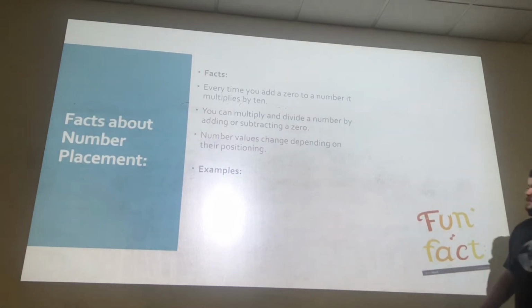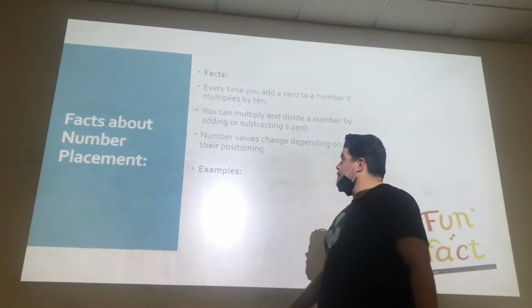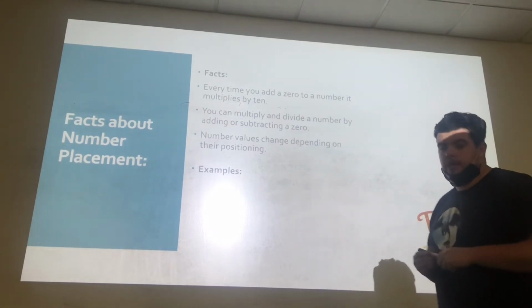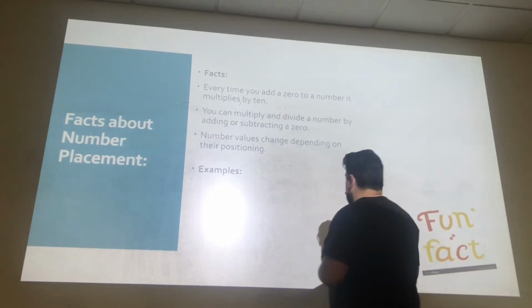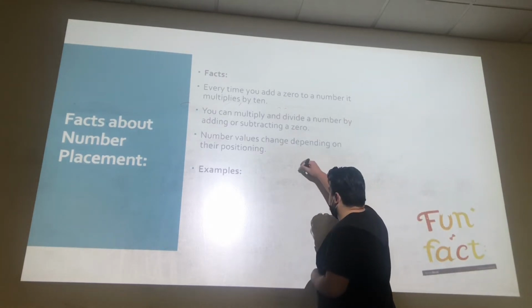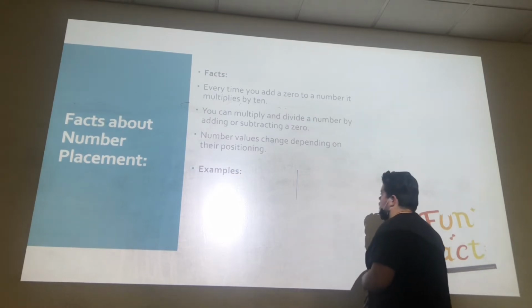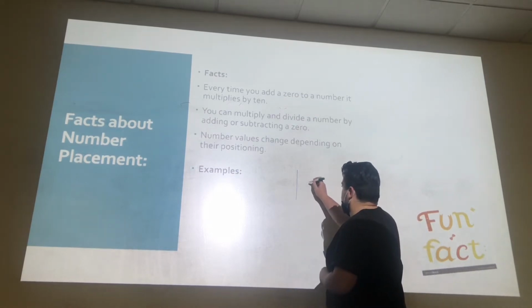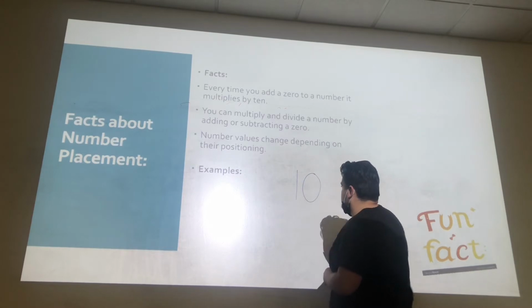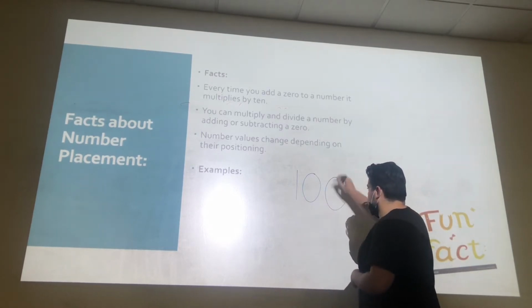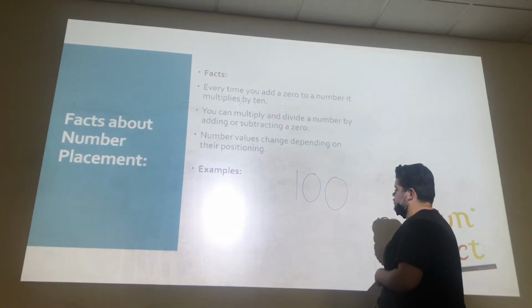So some facts about number positioning. Every time you add a zero to a number, it multiplies by 10. So for example, if I had 1 and then I add 1 zero, it becomes 10. I add another 0, it becomes 100.